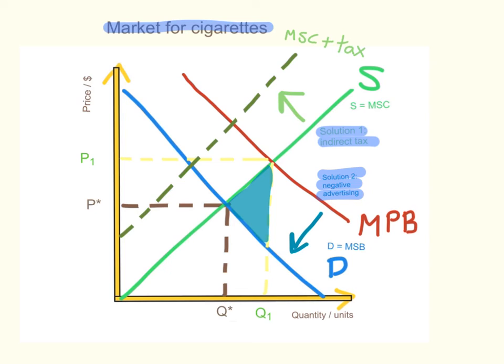Remember, solution number one, which is imposing a tax, will target the supply side. So it will shift the marginal social cost curve. But solution number two, which is negative advertising, will target the demand side, and it decreases the demand for the product. And the idea is to reduce consumption back to Q star. This is the idea of both solutions. Governments often use a combination of both policies or solutions.